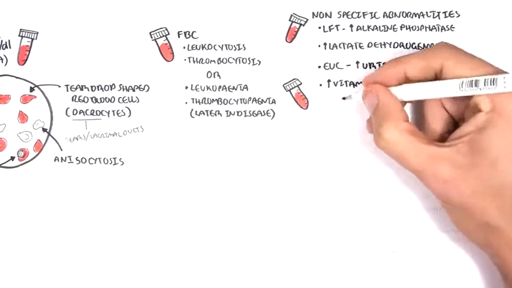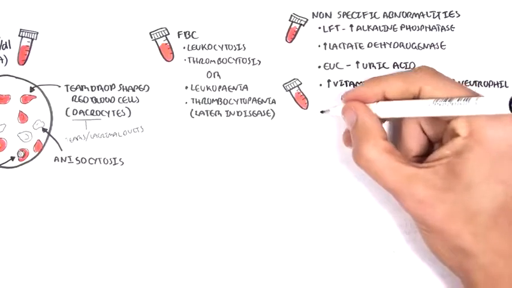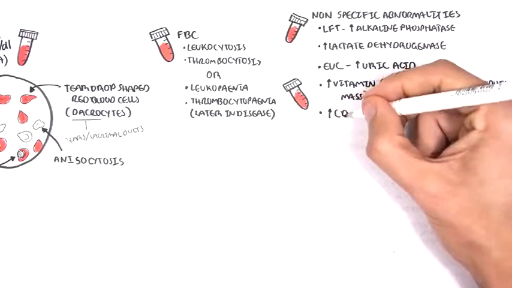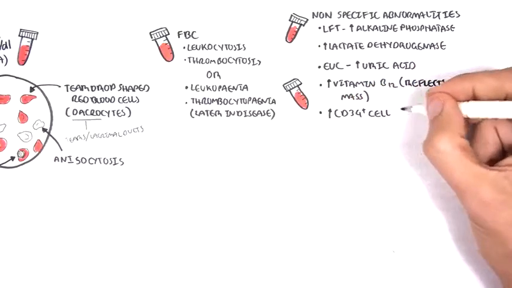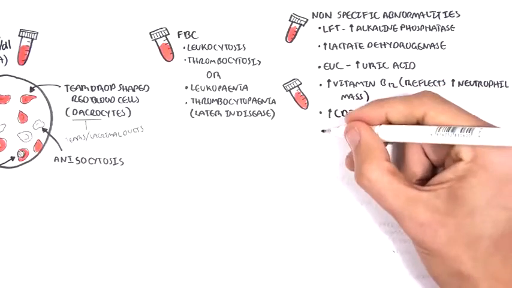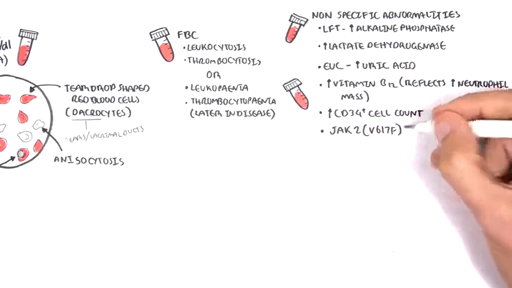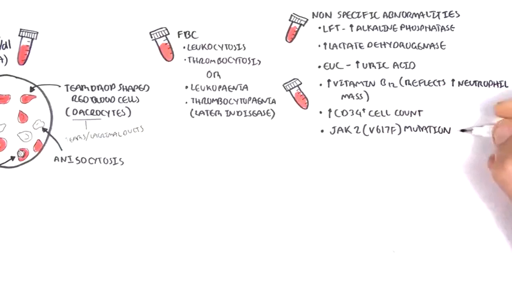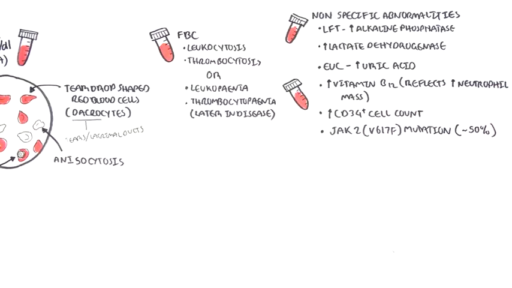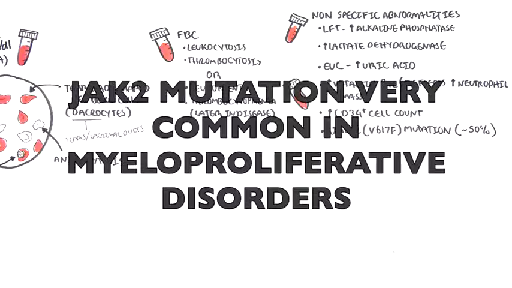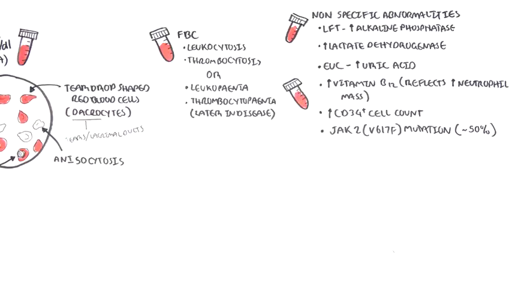Another investigation in primary myelofibrosis is checking for CD34. CD34 cell count is increased in some primary myeloproliferative patients. Also, the JAK2 mutation is found in about 50% of primary myelofibrosis. An important note to make here is that JAK2 mutation is a common feature of most of the classic myeloproliferative disorders.